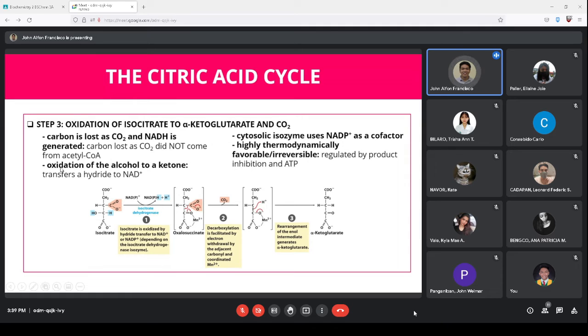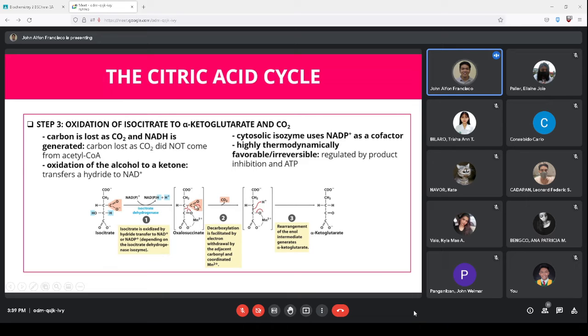Nagmumula yon dun sa oxaloacetate natin. Oxidation of the alcohol to ketone transfers a hydride to NAD+. So you, in here, within NAD+, nagkakaroon ka ng oxidation within your secondary alcohol. Kaya kailangan natin siyang i-isomerize. So yung carbon mo dito, magkakaroon yan ng double bond with O since you oxidized it. And nagkakaroon ng removal of carbon dioxide dahil nagkakaroon ka dito na movement.